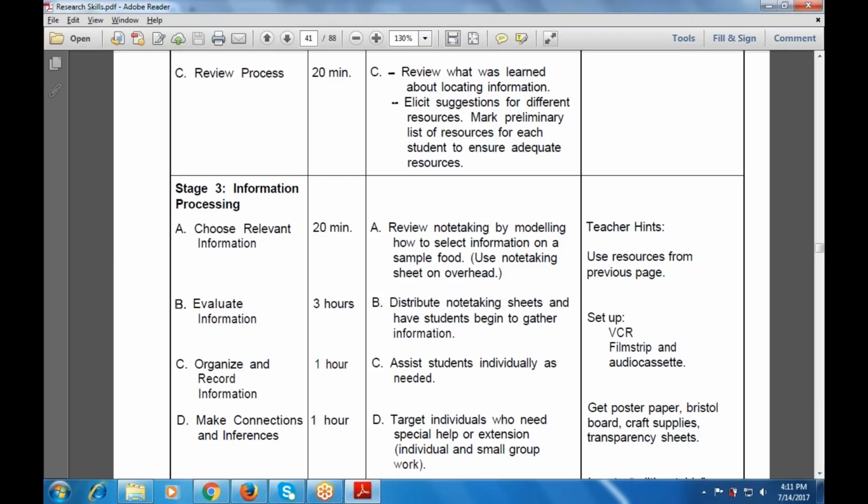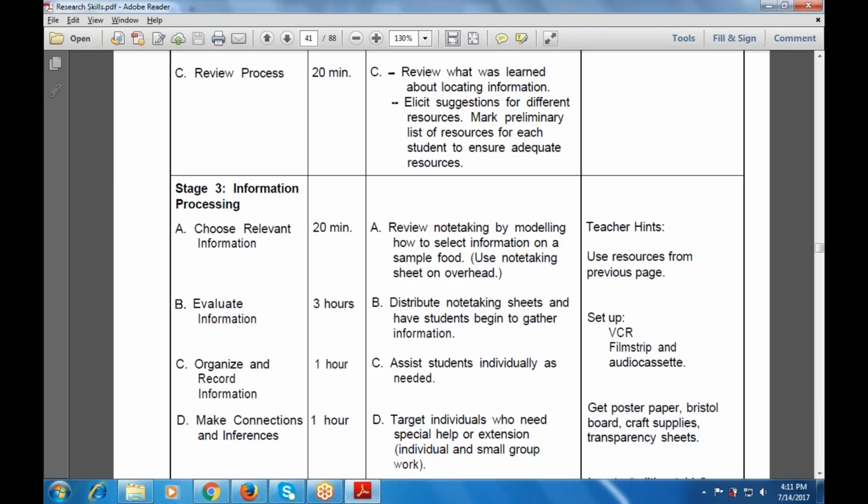Then evaluate information. This takes around 3 hours. Look, there's a huge difference between the 20 minutes and the 3 hours, because we have to choose only the relevant information. In this we have to evaluate the various materials and information that is gathered. That includes distributing note making sheets and having students begin to gather the information. Then organize and record information. This also takes 1 hour. Assess the students individually as needed.